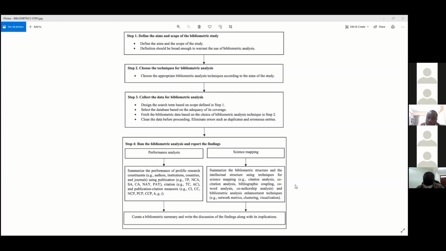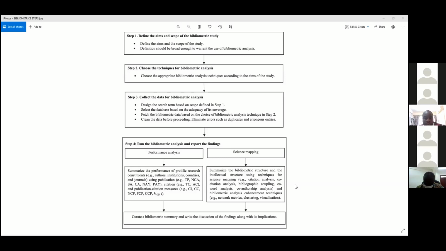Then you can also undertake what is called the science mapping. So here you are looking at the structures, the linkages among the groups. So if you look at, for instance, UHAS, which universities constitute their top 3 collaborators, which universities constitute their top 3 funders. So you do network analysis, clustering analysis, and visualizations, all under the science mapping.